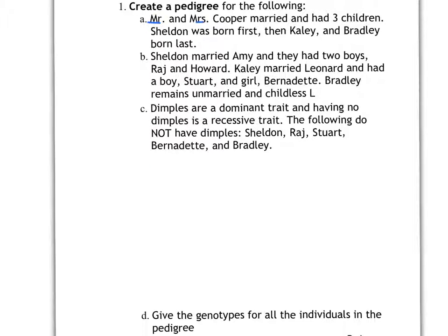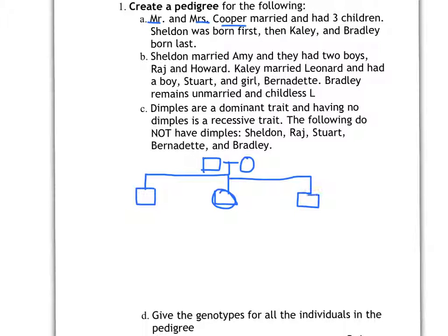So we have Mr. and Mrs. Cooper married. So we have Mr. Cooper married Mrs. Cooper, male, female, and they had 3 children. Sheldon, male, and Kaylee, circle, and then Bradley, male. Sheldon married Amy, so we have Sheldon marries a female, and they had 2 boys, Raj and Howard.